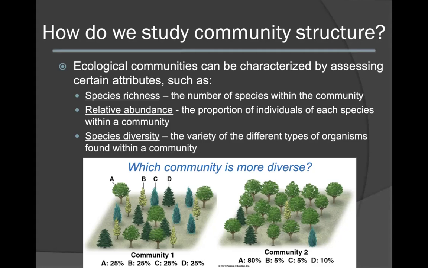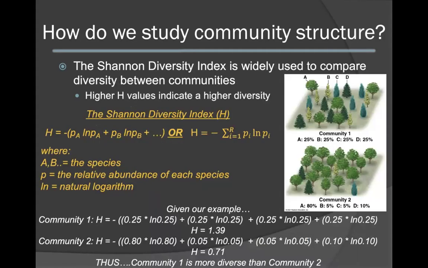If we take a look at Community 1 and Community 2, they have the same number of species, meaning that each community has 4 different species present. We can also see that the relative abundance of these species changes between communities. The Shannon Diversity Index is a widely used index that is used to compare the diversity between two communities. This can help us answer our question on the previous slide.